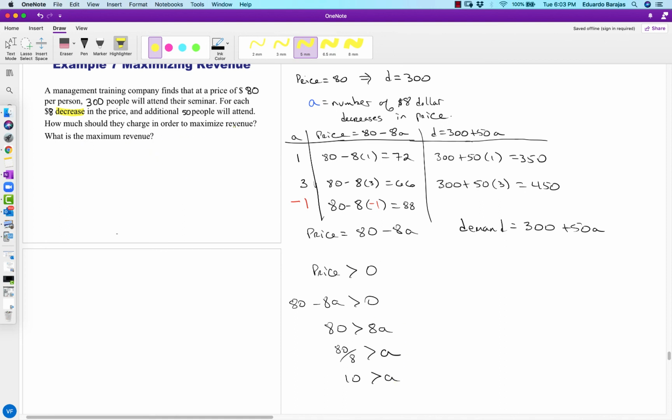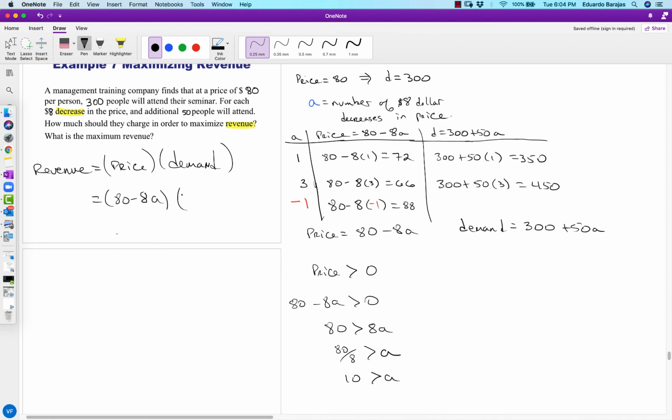Now, the thing they want us to maximize is revenue. So remember that our revenue function is going to be equal to the multiplication of price times demand. Price times demand. Good. And we have formulas for both. So the price is going to be this 80 minus 8A, and demand is 300 plus 50A. So we can rewrite this in function notation as R of A.